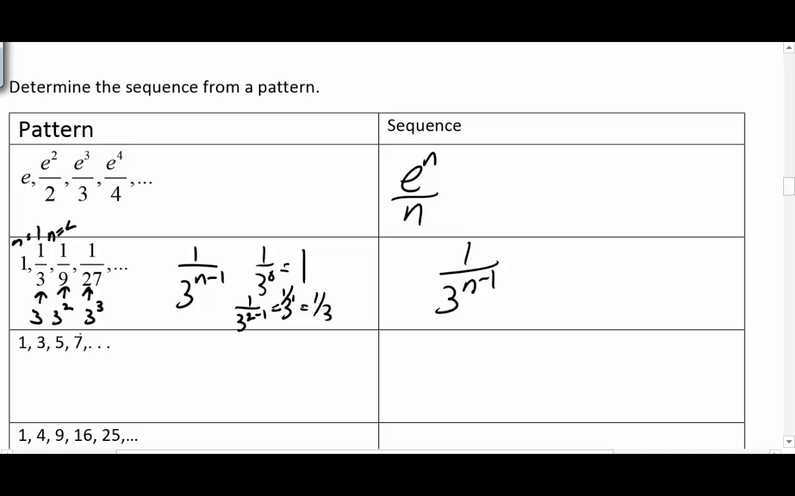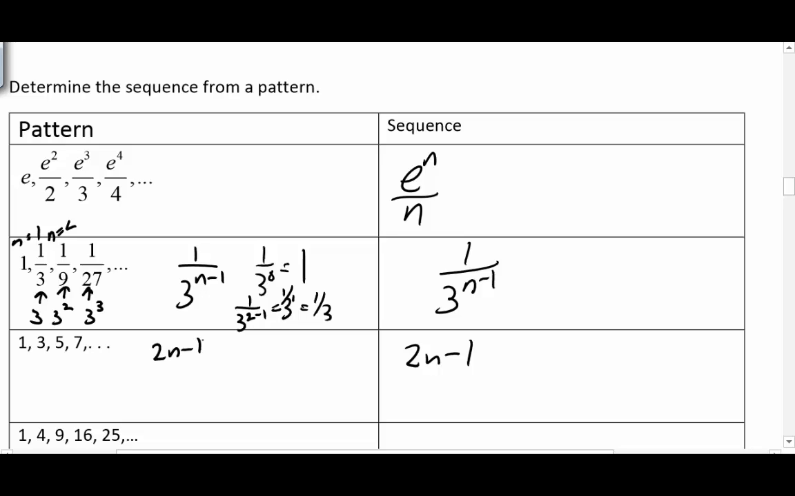All right, 1, 3, 5, 7. Obviously these are odd numbers. So you have to think, how are we going to generate odd numbers? Maybe you want to take a second and pause it and try taking a guess. The easiest way to do that is 2n minus 1.